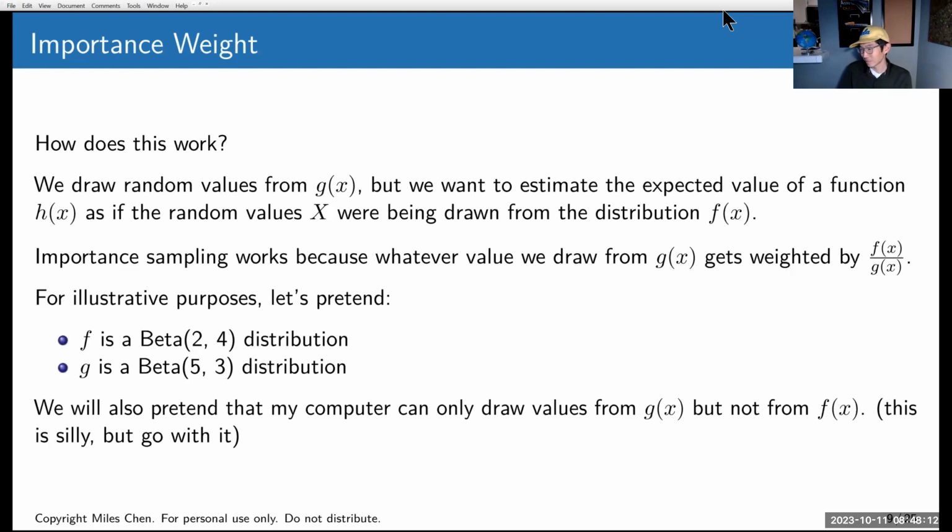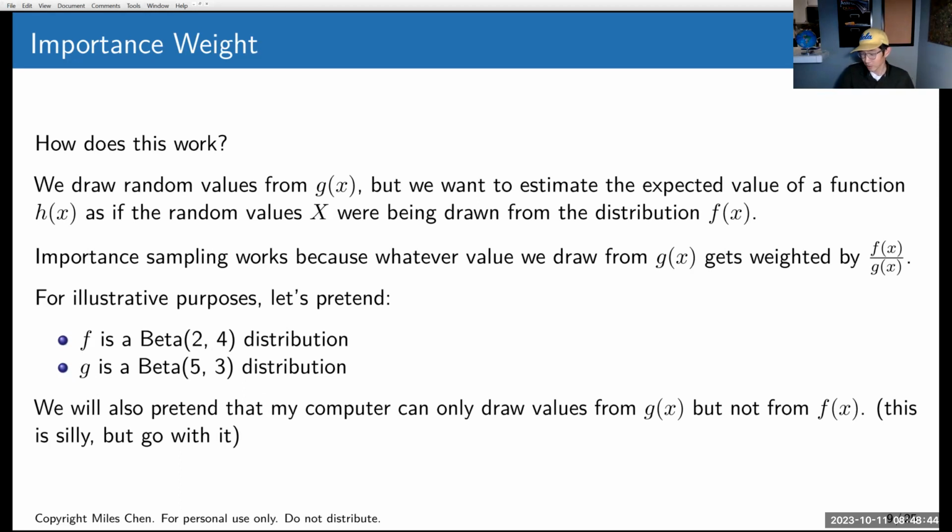So for a starting example, we're going to say the distribution that we desire is a beta 2,4 distribution. This is what we want. Okay, but unfortunately, we can't generate from f. We are able to generate from g, which is a beta distribution with shape parameters 5,3.